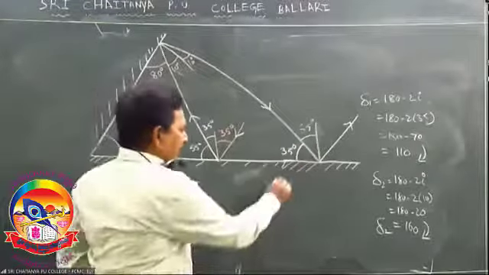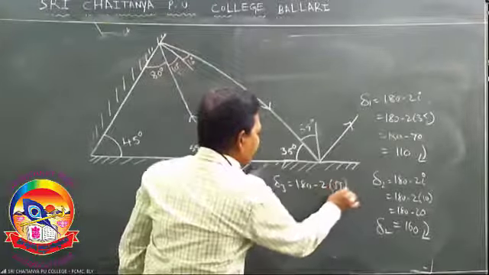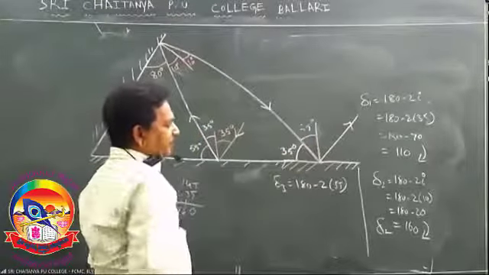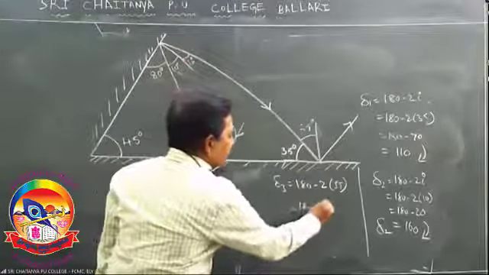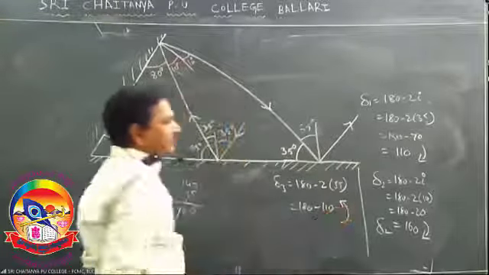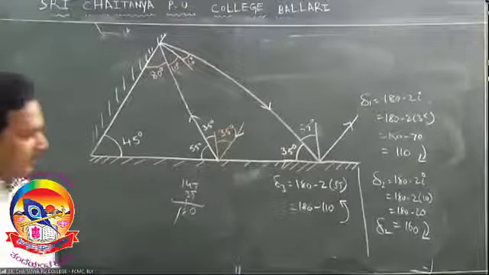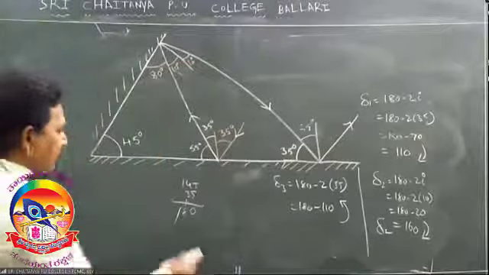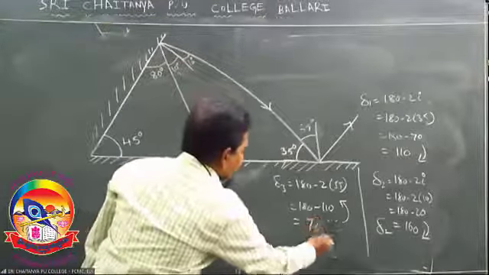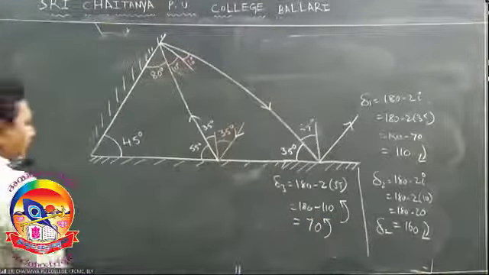Normal. Then delta 3, 180 minus 2 into 55. Why 55? Common sense: the angle of incidence is 55. That is equal to 180 minus 110. In what direction? Anti-clockwise. So 3 deviations are over. One is 110. The other one is 160. The other one is 180 minus 110, that is 70. Anti-clockwise.